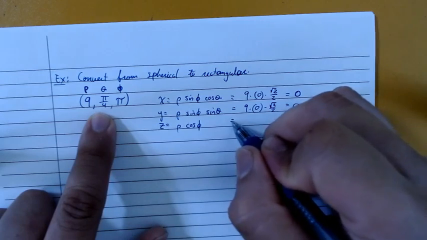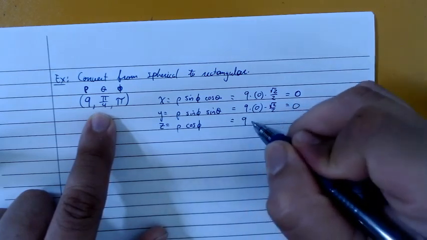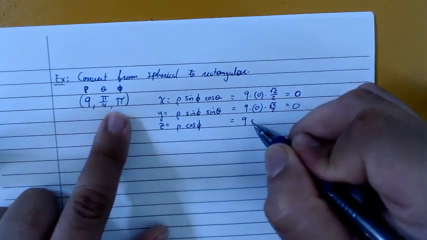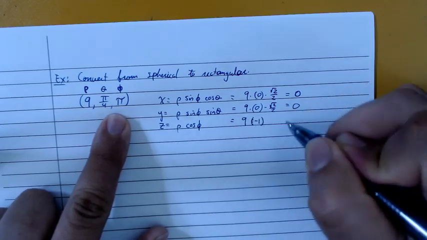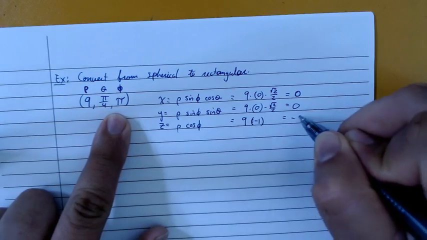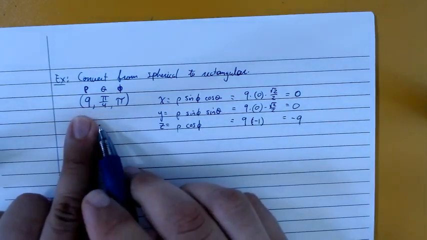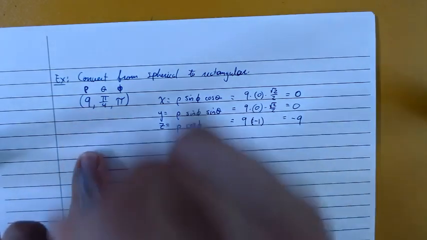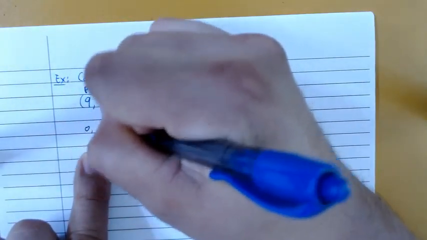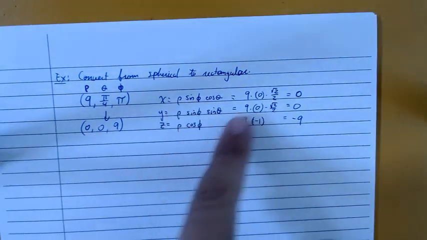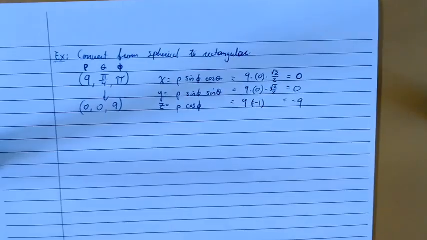And then z is going to be rho times the cosine of phi. Cosine of pi, that's going to be negative 1. So the whole thing will give us negative 9. So this point from spherical to rectangular will give us the point 0, 0, negative 9. It's just a matter of substituting these in the right places and performing the multiplications.